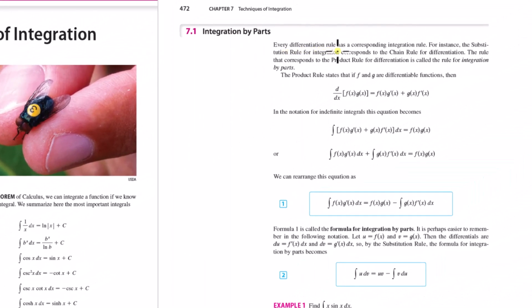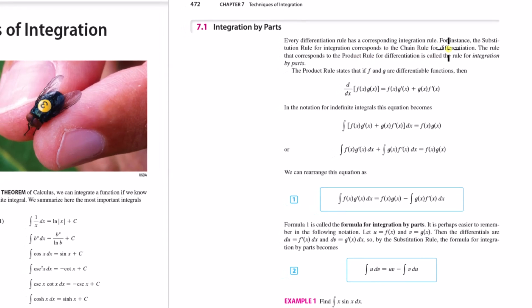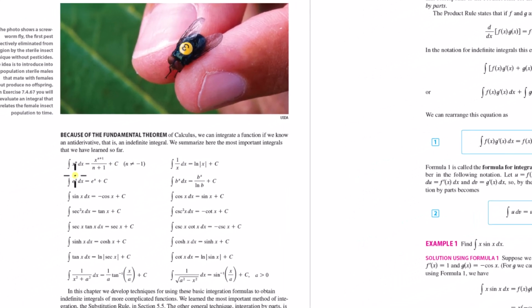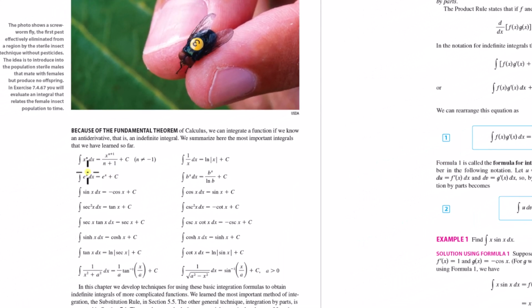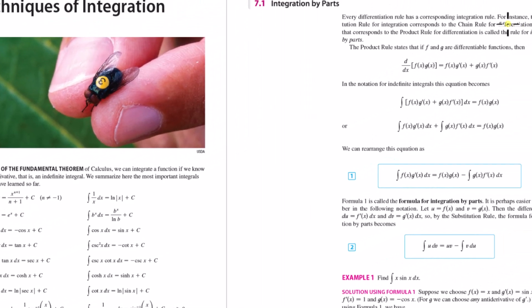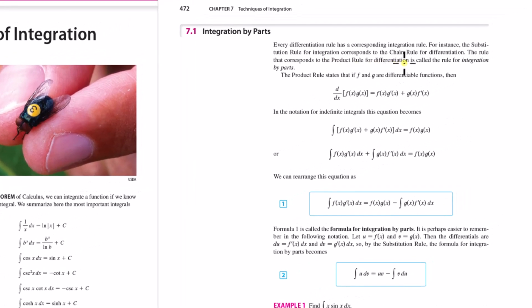Every differentiation rule has a corresponding integration rule. For instance, the substitution rule for integration corresponds to the chain rule for differentiation. If you come here, this is the power rule for integration, which obviously corresponds to the power rule for differentiation. The substitution rule corresponds to the chain rule for differentiation. Integration by parts corresponds to the product rule for differentiation.